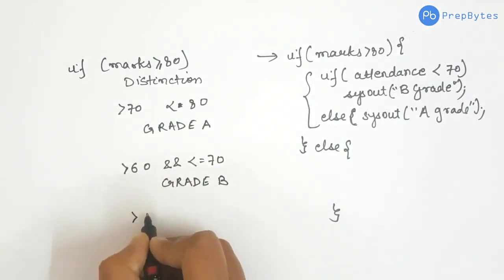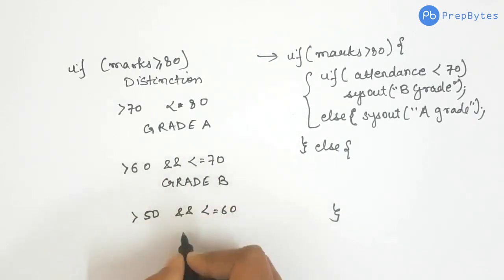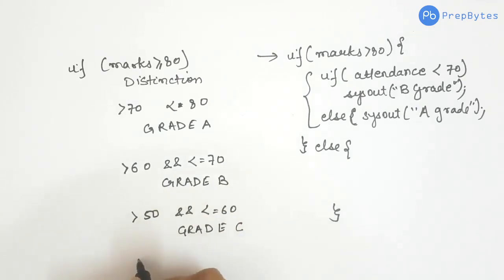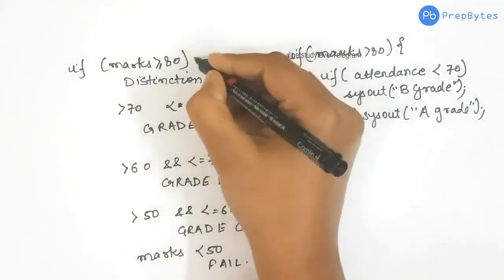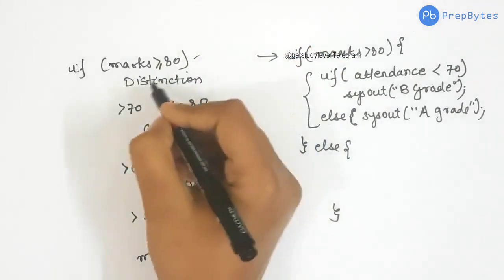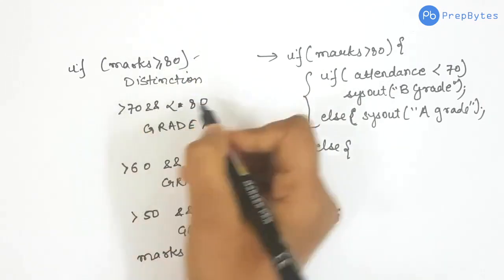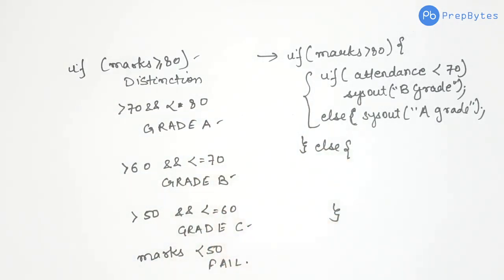And if marks is greater than 50 and less than or equal to 60, let's say we print grade C. Else, if marks is less than 50, then we simply print fail. Let's say we have a problem statement where if marks is greater than or equal to 80, I have to print distinction. Else, if marks is greater than 70 and less than 80, we have to print grade A. Else we have to print grade B, grade C, and we have to print fail.